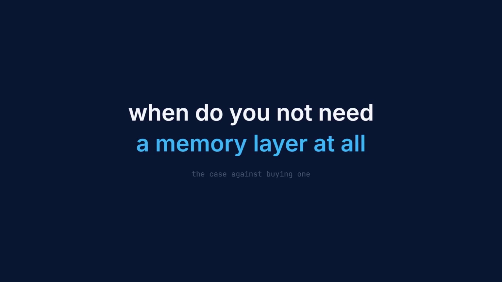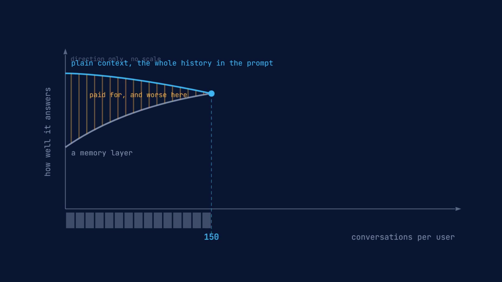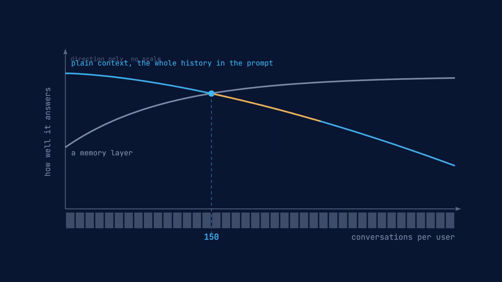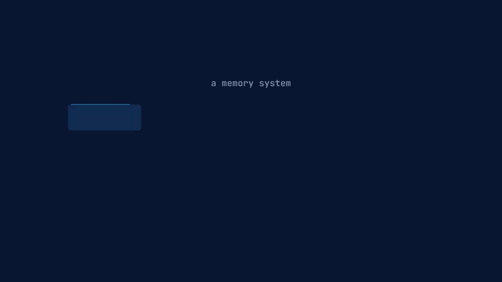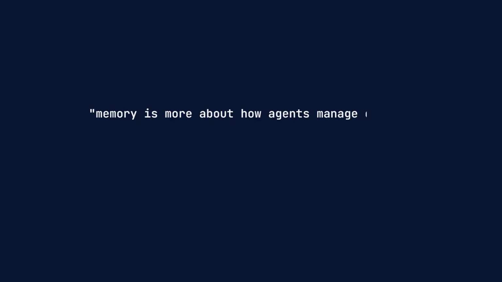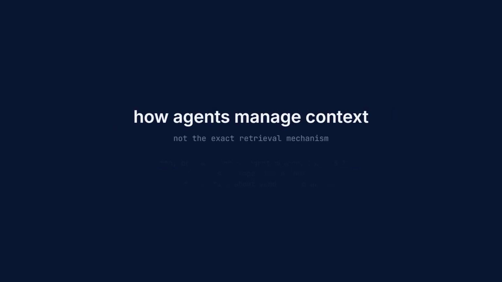So, when do you not need a memory layer at all? Below roughly 150 conversations per user, the evidence points at doing nothing clever. ConvoMem, which is academic and not from a memory vendor, finds that simple full-context methods beat retrieval-based memory systems on its hardest cases, and puts the crossover around there. Letta, a competitor of ours, reports that an agent given nothing but file system tools over a plain transcript scored above Mem0's published result, and argues that current memory benchmarks may not be very meaningful. Their line is worth repeating. Memory is more about how agents manage context than about the exact retrieval mechanism.